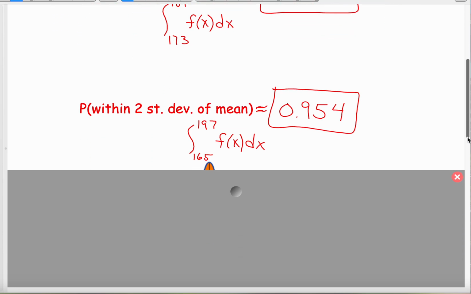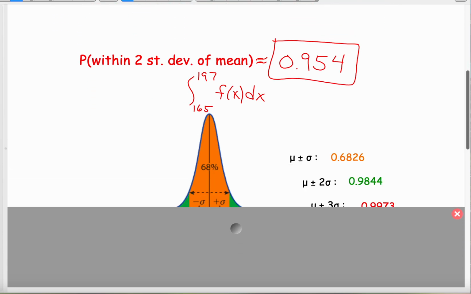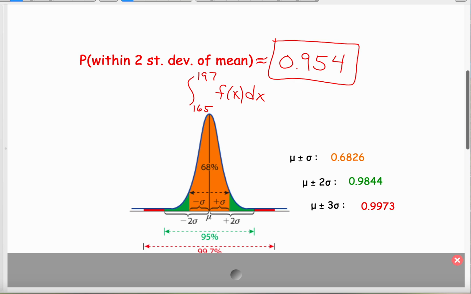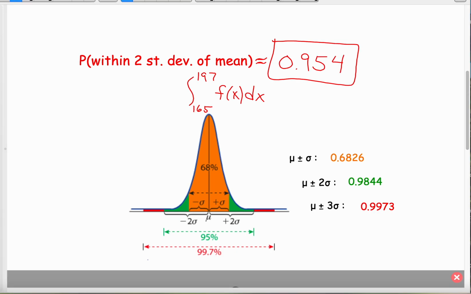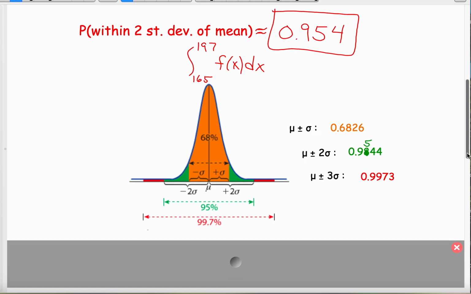All right, so that's how we calculate it using the calculator. Once again, I think we have a typo on this one. Plus or minus 2, we got 95.4, so this should be not 98.44, that should be 95.44. So you can make that correction.